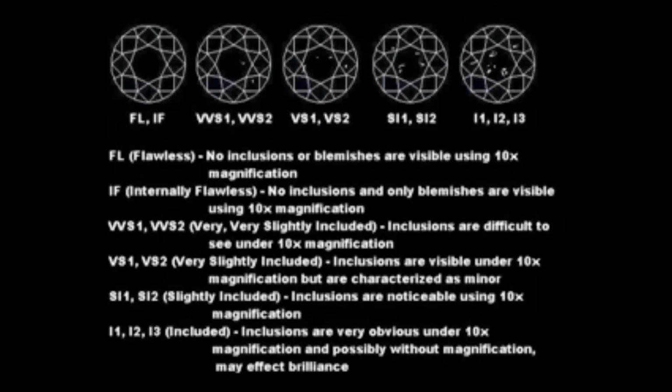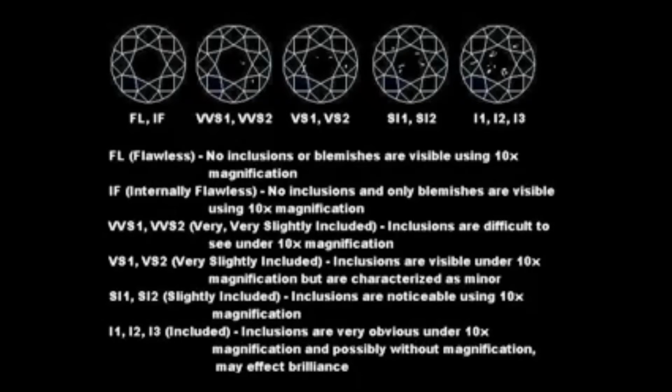A diamond's fourth and final C is clarity. Clarity grade is an identifying characteristic either within or on a diamond's surface, usually referred to as an inclusion or blemish. This grading scale highlights these flaws visible under 10 times magnification.